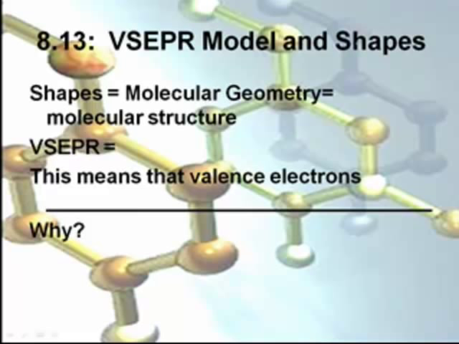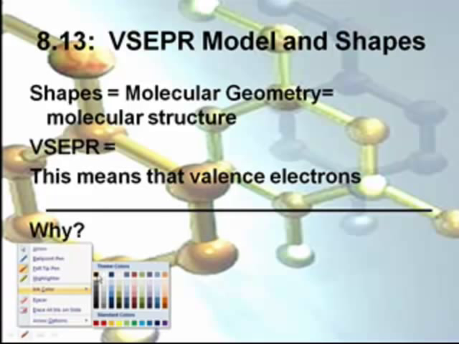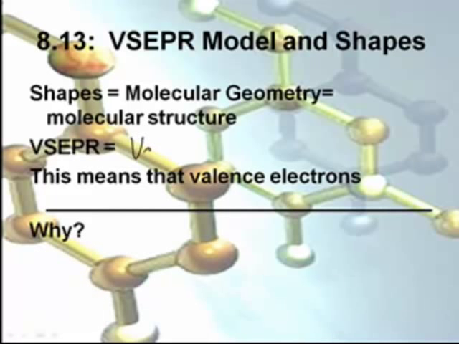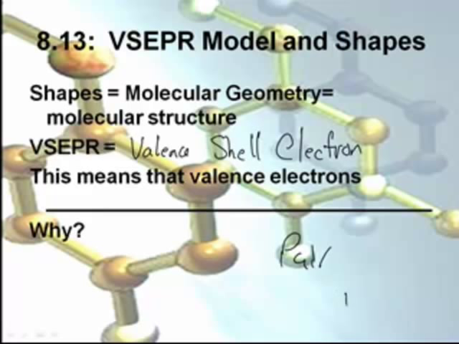Oh, okay. VSEPR. What does VSEPR stand for? Valence, oh, hold on, I'll write it down. I've got to change colors. Valence shell electron pair repulsion. Electron, that's a biggie. And it's a theory, so we put the theory in. VSEPR theory.